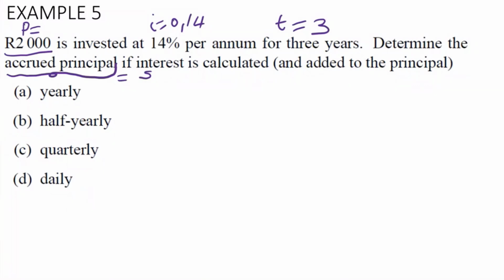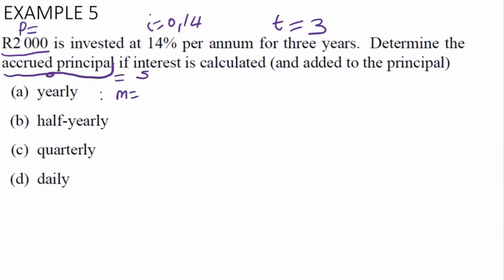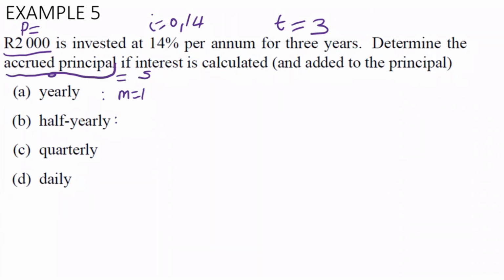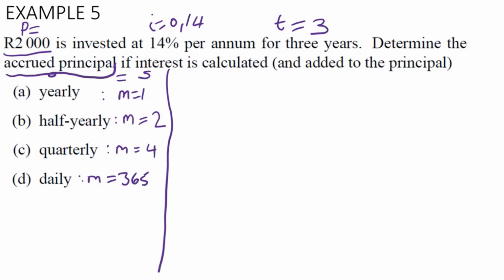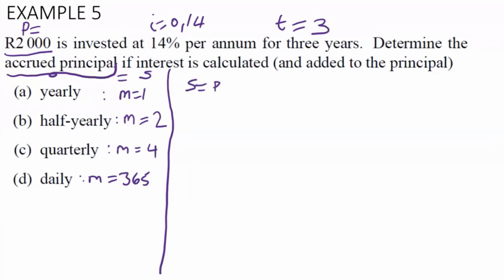So now remember, when your interest is calculated yearly, your M is equal to 1. If it's calculated half yearly, your M is equal to 2, that is 2 times per year. And then quarterly, our M is going to be equal to 4. Daily, our M is equal to 365. We've got our formula here. Our S is equal to P into 1 plus I over M, all to the power MT.